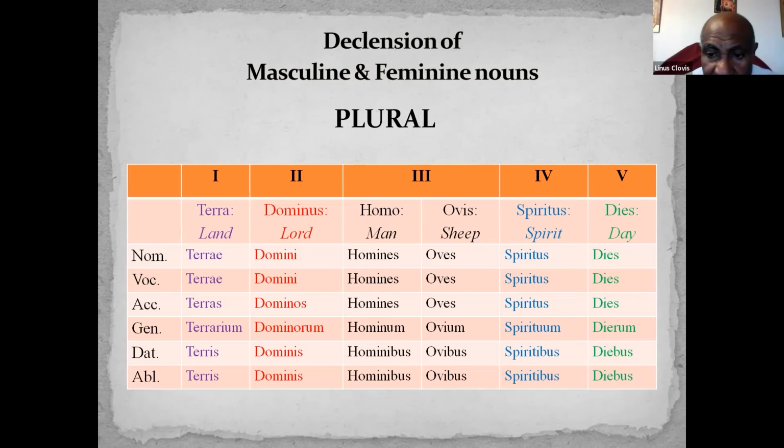And then for the genitive, it takes a characteristic ending. And then the dative, we have terris, dominis, hominibus, ovibus, spiritibus, and diebus. And similarly for the ablative going across.